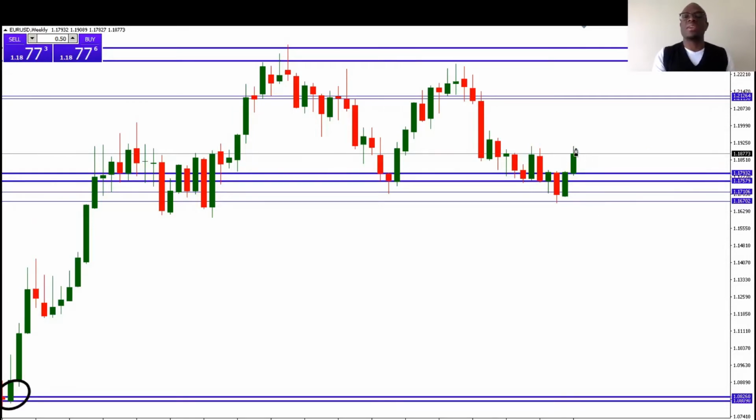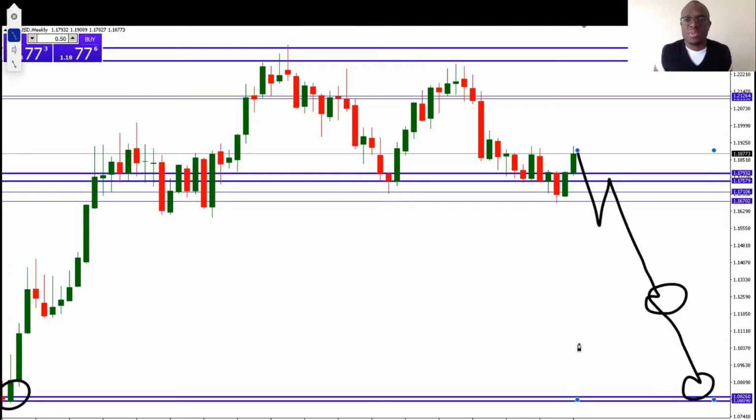So it may move up as we said and clear this before moving down, or it can end up just clearing this retest before moving to the downside, maybe to come to this region or eventually to this region. So these are the movements that we're expecting on the weekly chart. Now we'll move on to the daily chart.